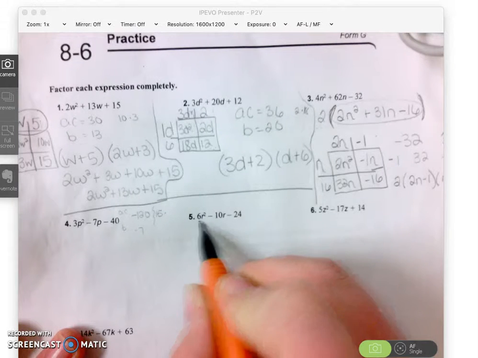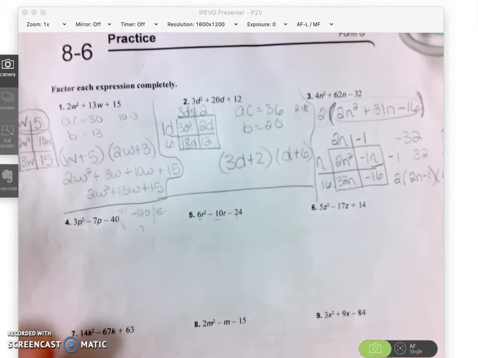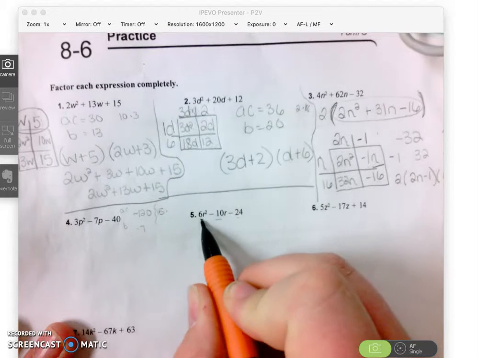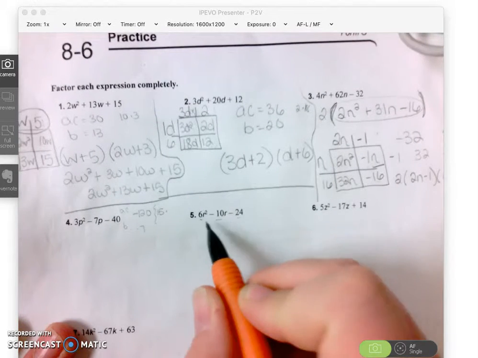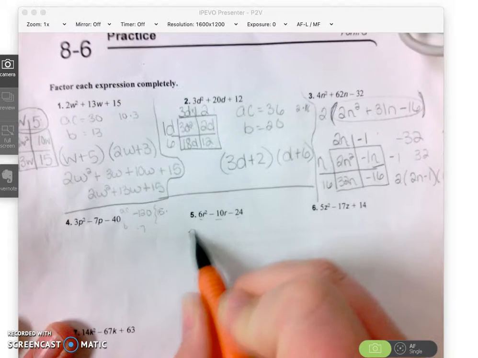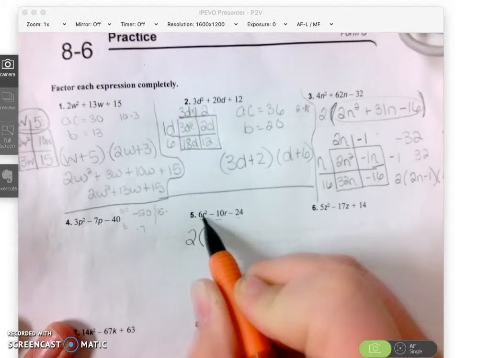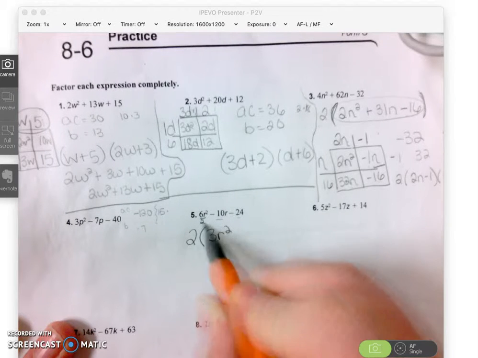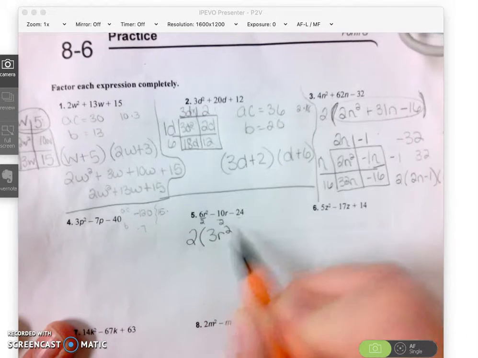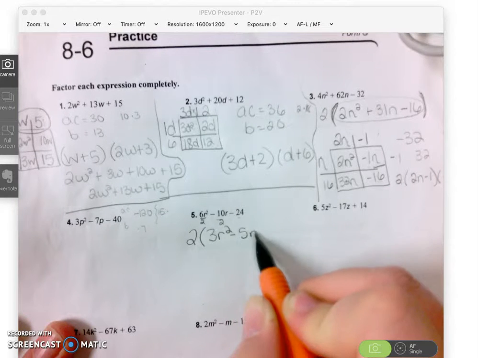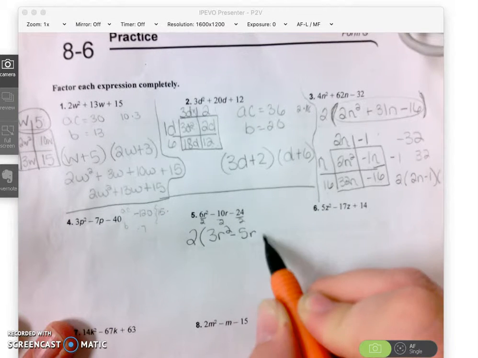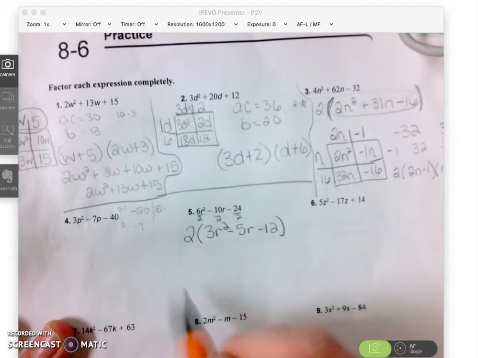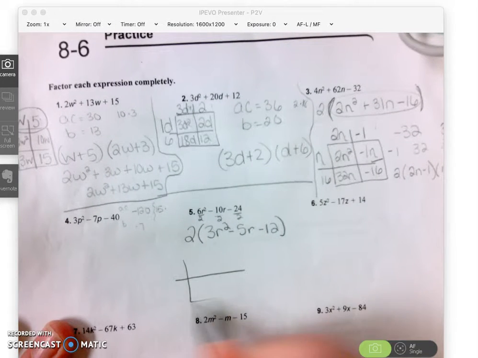So let's go to 5. 5, 6, 10, and 24 can all be divided by the same factor, so I'm going to factor that out. It's not a 6, it's not 3, but I believe it's 2. So 2 here, and there's going to be 3r squared left because I divide that by 2. Divide this by 2, I get a negative 5r. Divide this by 2, I get a negative 12. Okay, and then I'm going to set up my box.